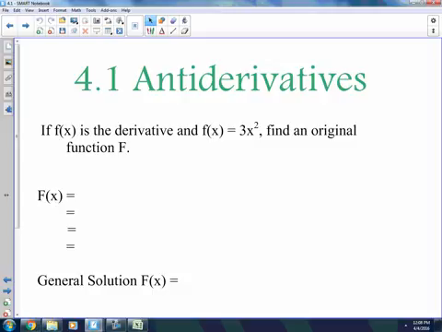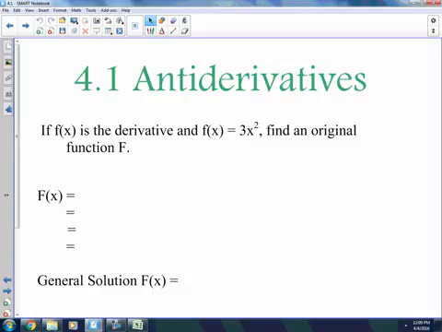If you do go on and take more math, notation is going to be a big part of it. So we have little f of x as our derivative. We want to go backwards to the original to get our capital F of x. Okay, so now let's think about going backwards.